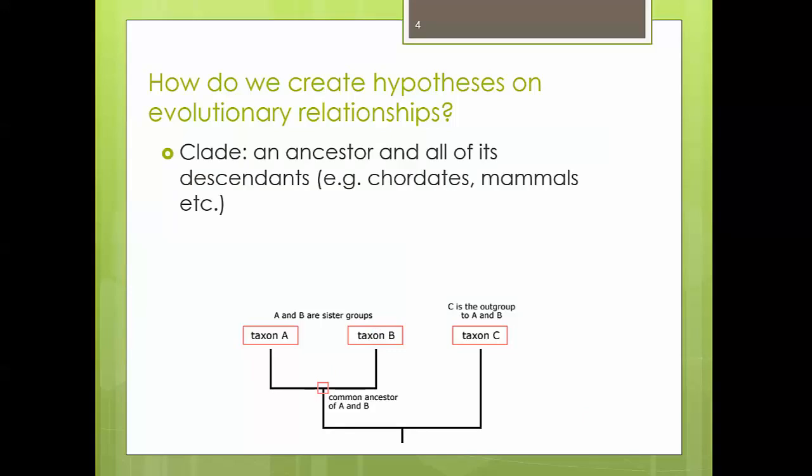So what we do when we build these cladograms is group organisms into a clade, which is an ancestor and all of its descendants. So for example, chordates are a clade, mammals are a clade. And what we found out, and what we still find out to this day, when we start analyzing things from an evolutionary perspective, is that sometimes we have things classified into the wrong categories. Something that we thought fit into one category really fits into another.